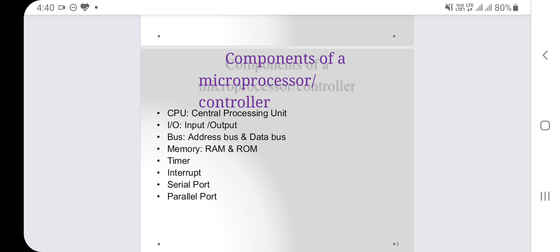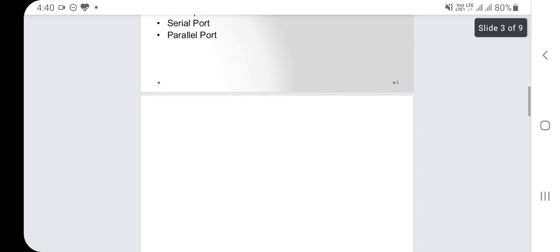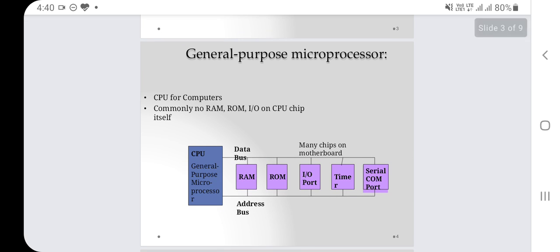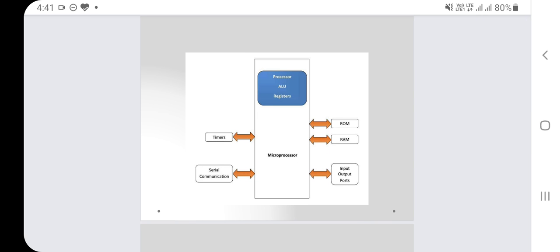These are the different components of a microprocessor or microcontroller: central processing unit, input output, address bus, data bus, memory, RAM, ROM, timer, interrupt, serial port and parallel port. This is the diagram for the general purpose microprocessor. As you can see, CPU for all the computers. Commonly, there is no RAM, ROM, input output devices on the CPU chip itself. It means microprocessor is only a general purpose CPU which excludes RAM, ROM, input output port, timer, serial communication port, etc. All these things we have to attach externally. So one can look here also, the processor has the arithmetic, logical and registers with it, and timer, serial communication, RAM, ROM, input output ports, these are all externally attached.